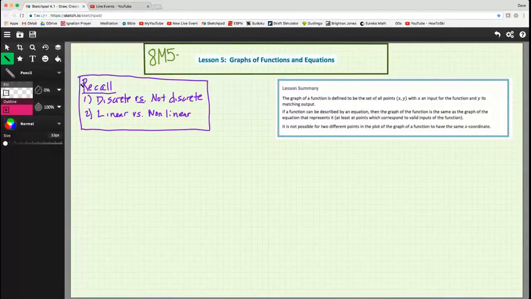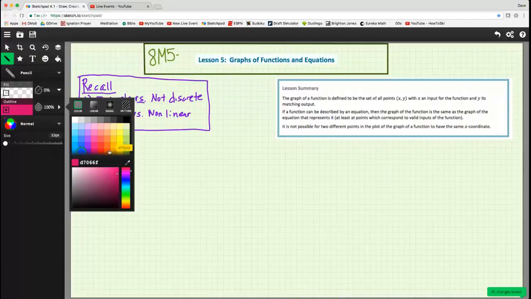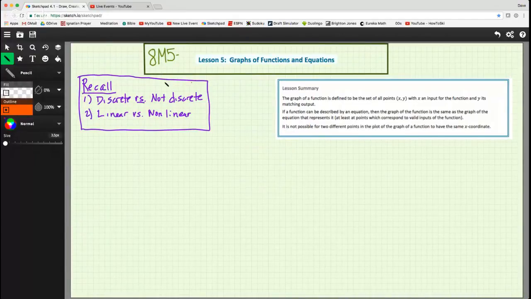All right, so two things that we need to recall, and we're going to talk a little bit about these terms again. We've learned about them and spent whole lessons on them. But the idea of discrete versus not discrete functions, right? A discrete function is one where you have unique or distinct inputs, like your input is 1, 2, 3, and you get an output. Let's draw the non-discrete.